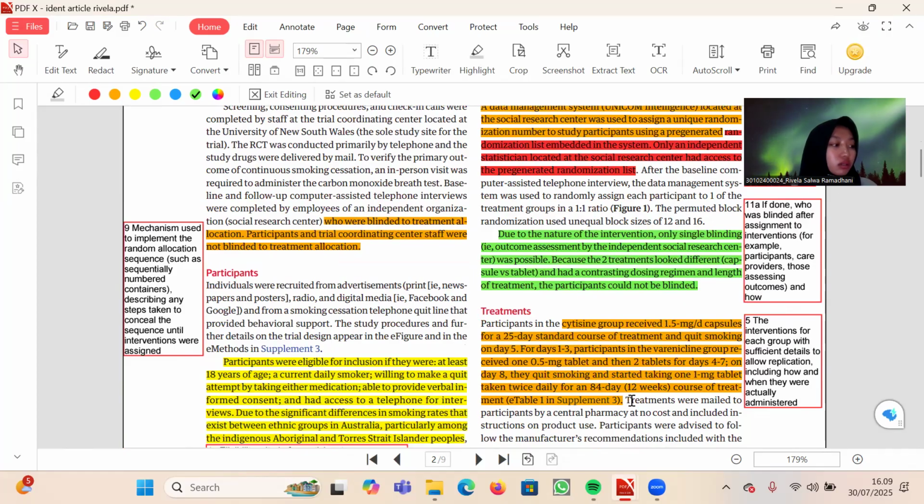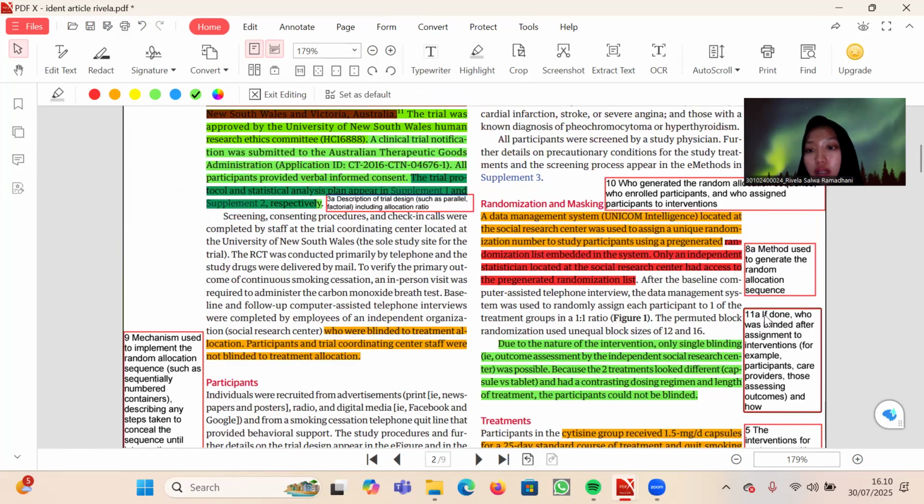Next is 11A. If done, blinding was planned after assignment to interventions. Only single blinding was used, specifically at the outcome assessment level. This is understandable due to the different appearance and duration of the treatments.